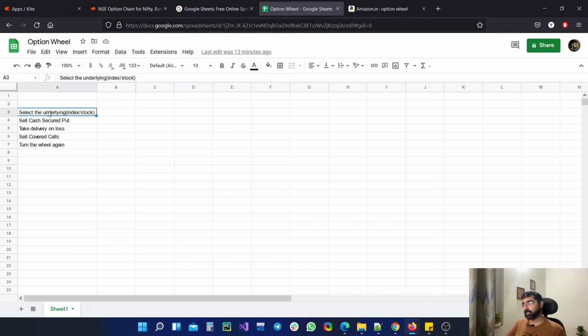Step number one is that we select an underlying. This is a very critical step. If you are able to select the right underlying, then it's going to keep your risk under check. If you select a very risky underlying, then there are chances that you may end up with loss, or you may have to roll the wheel for a long time, and only then you will be able to break even. So let us talk about selecting the underlying stock.